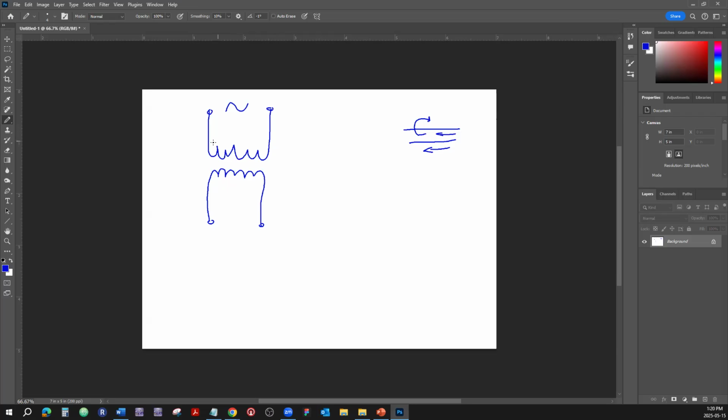So if we have the same amount of windings on the primary and the secondary, we're going to have a 1-to-1 ratio. So if we have, let's say, 100 volts on the primary, we're going to have 100 volts on the secondary. Those transformers are also being used. They're called isolation transformers. But we can do something more with that.